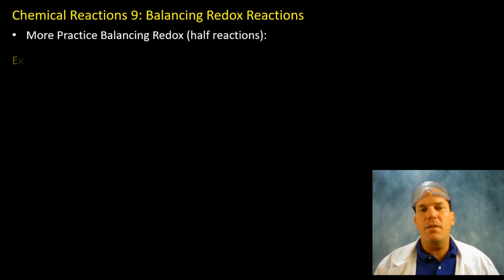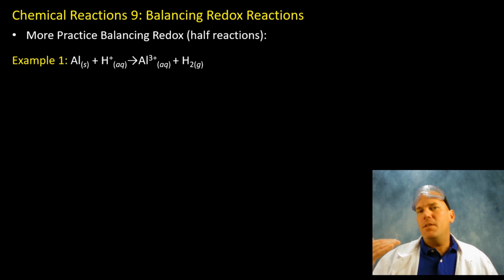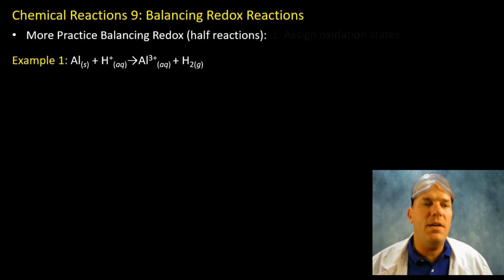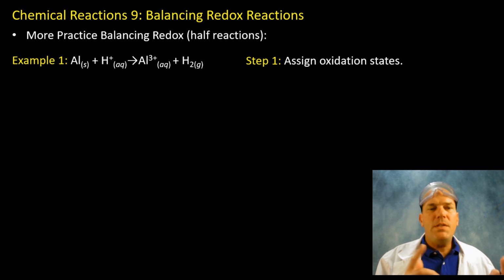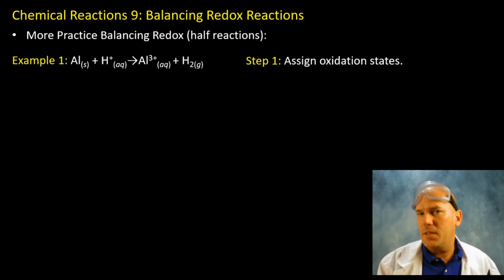Let's go ahead and look at this reaction in which we have aluminum, and it is combining with a hydrogen cation to yield an aluminum cation along with diatomic hydrogen. Okay, so step 1 here, using the half reactions method. We're going to assign oxidation states.